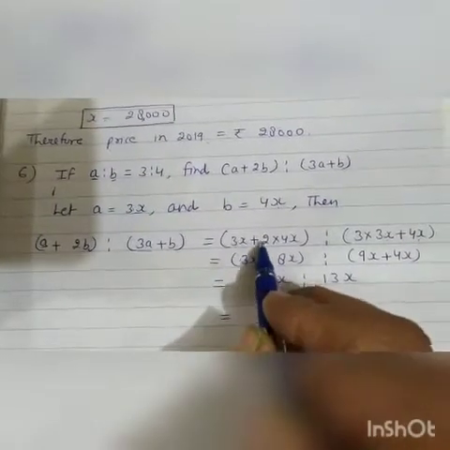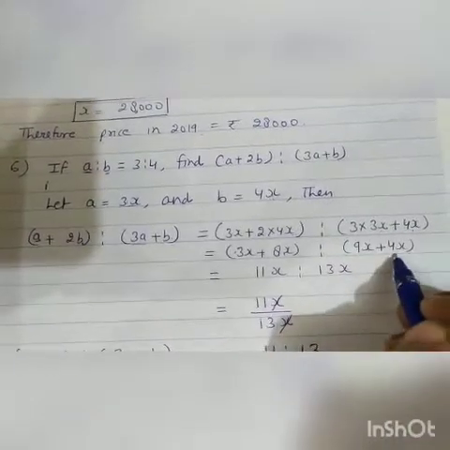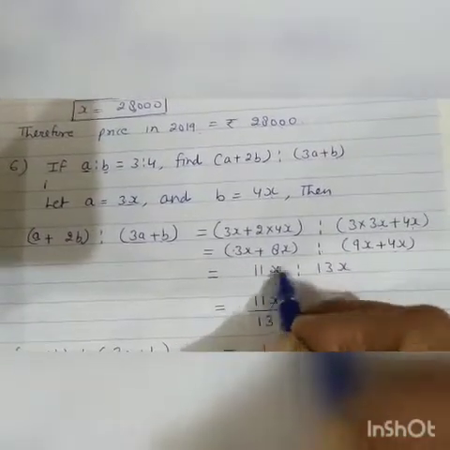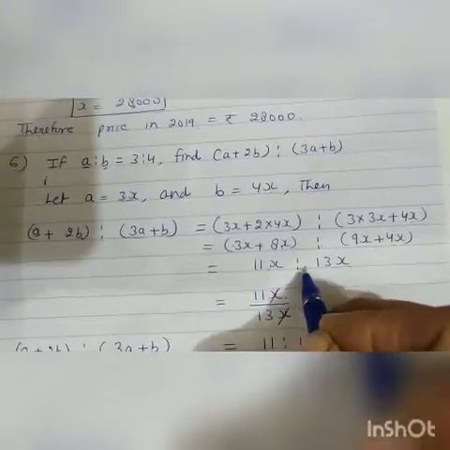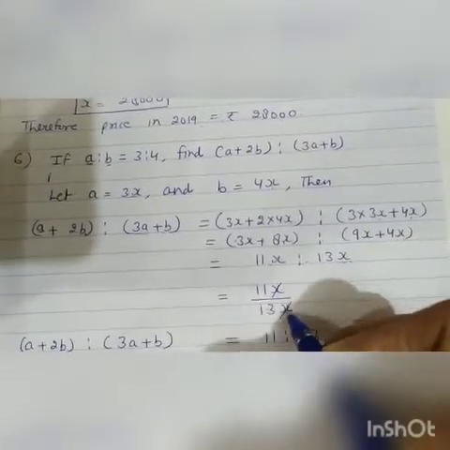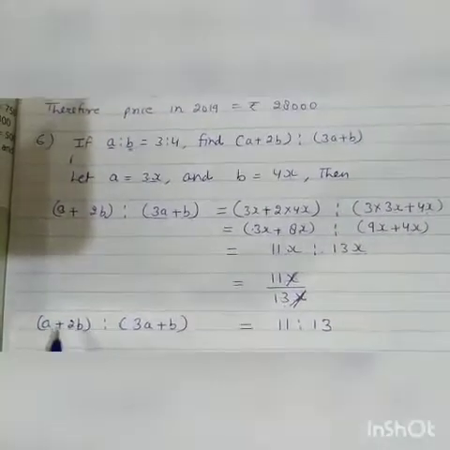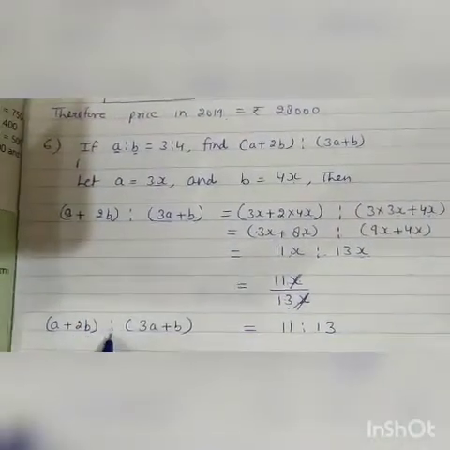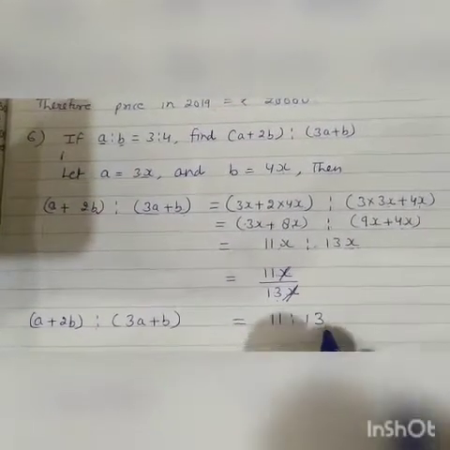Now 3x plus 2 fours are 8x. Ratio 3 threes are 9x plus 4x. Then 3 plus 8 is 11x. Ratio 9 plus 4 is 13x. 11x ratio 13x means 11x upon 13x. The x cancels, giving 11 upon 13. So A plus 2B ratio 3A plus B is equal to 11:13.